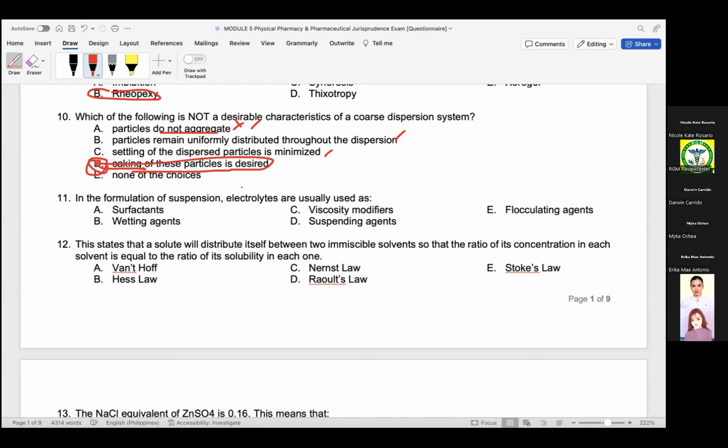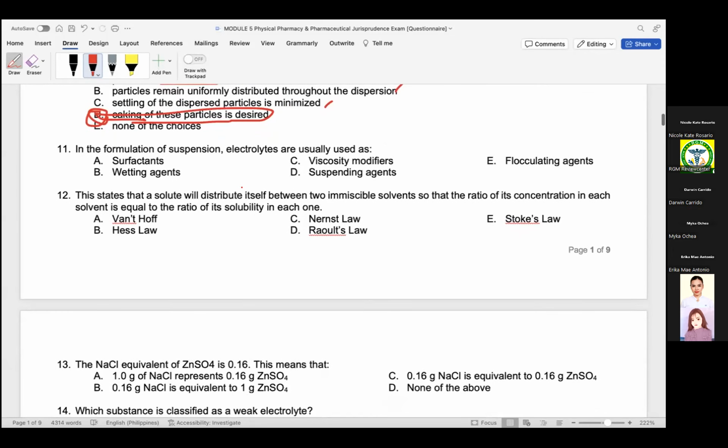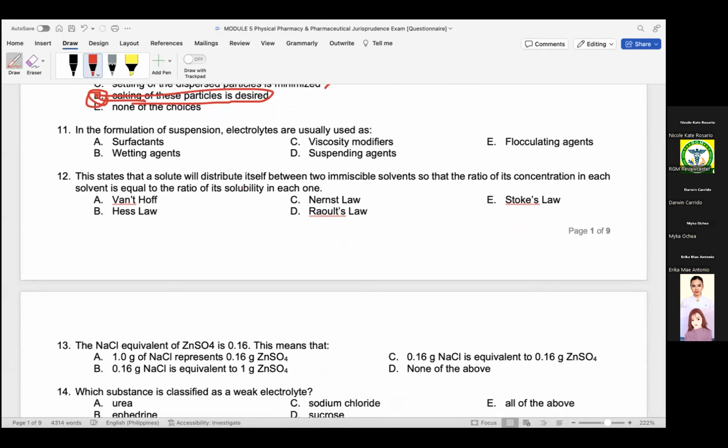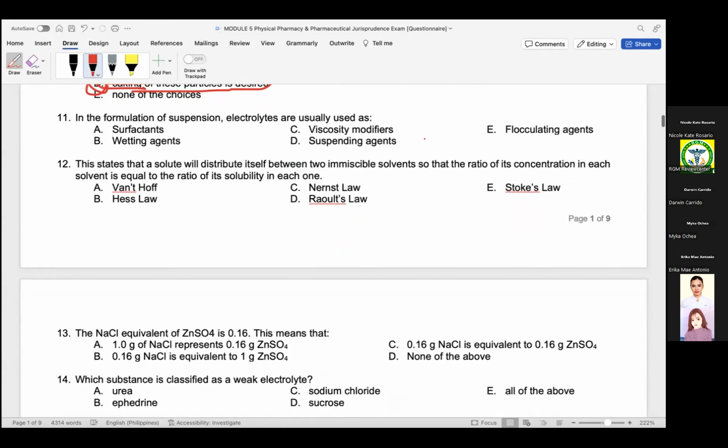Okay? Next, number 11, in the formulation of suspension, electrolytes are usually used as letter E, flocculating agents. Diba? Nire-reduce nila yung zeta potential, ini-increase nila ang contact angle. Okay? Pag increase ang contact angle, mas flocculated ang inyong particles. Oh. So, decrease din ang wetting.